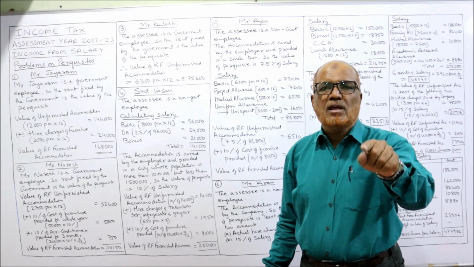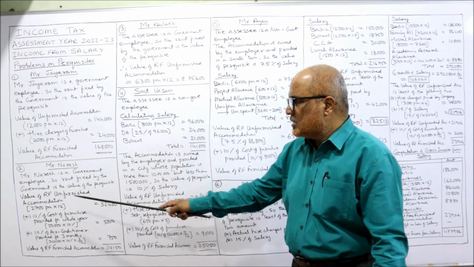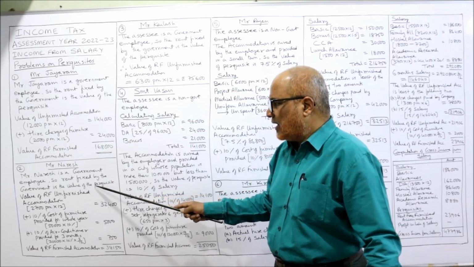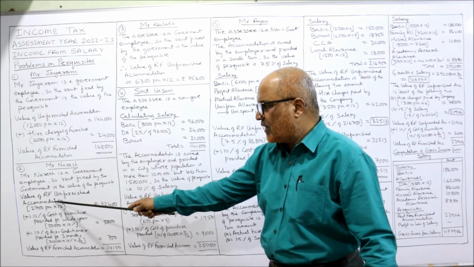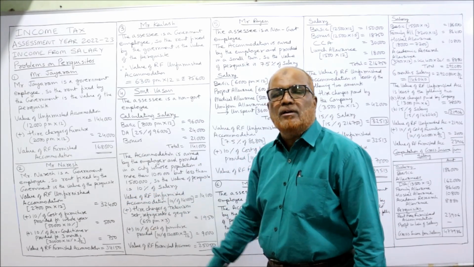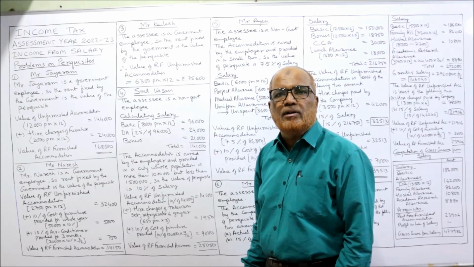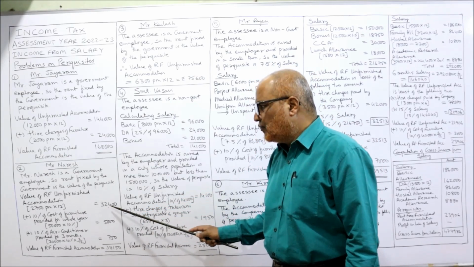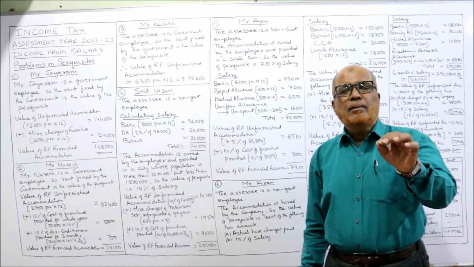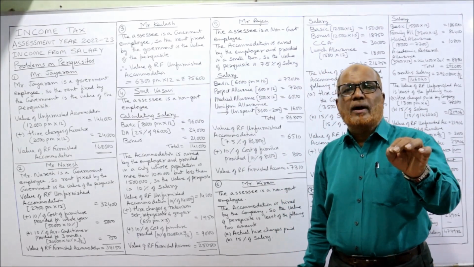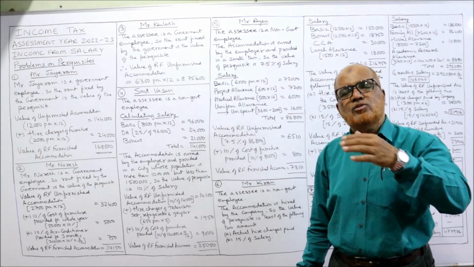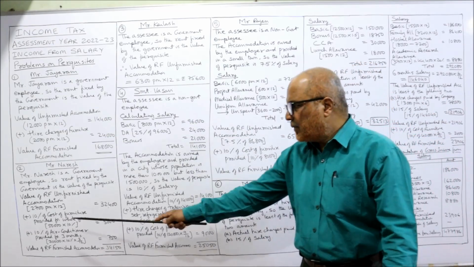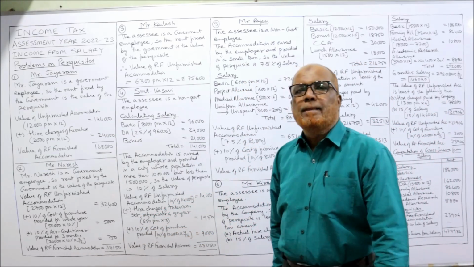We require what is the rent fixed by the government, 2,700. Value of rent-free unfurnished accommodation, 2,700. This is the license fee fixed by the government, into 12, 32,400. Plus 10% of the cost of furniture provided. 50,000 worth of furniture was provided for the whole year. So 10% of 50,000, 5,000.